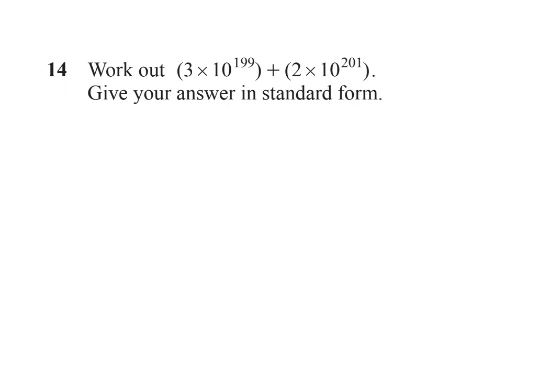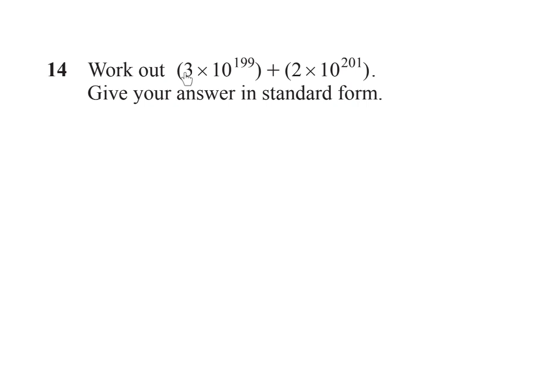Number 14. Work out 3 times 10 power 199 plus 2 times 10 power 201. Give your answer in standard form. To find the answer in standard form, equate the power of 10 for both numbers. So if I need to make 199 into 201, I need to add 2 to this power, so divide this number by 100.